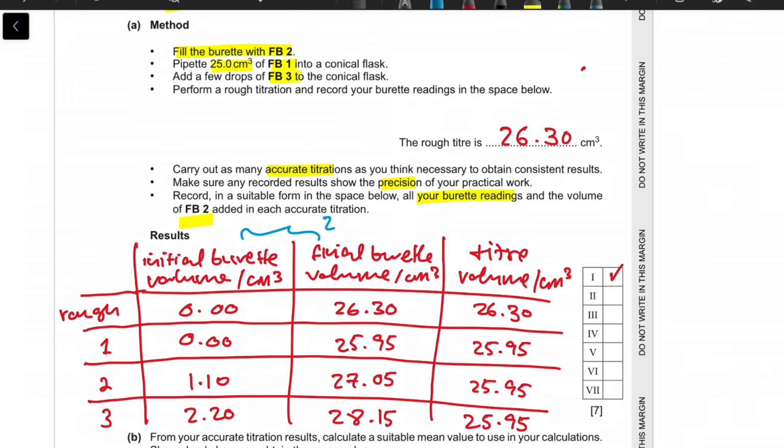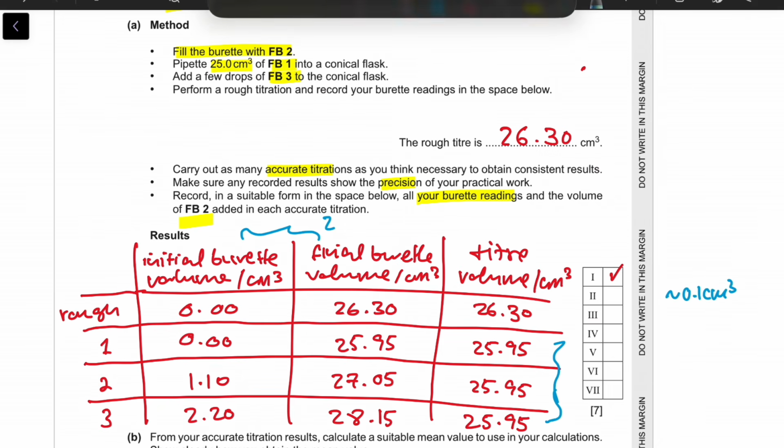The second condition is you have to have 2 or more accurate titrations, and we have 3. What are accurate titrations? They are titrations that are within 0.1 centimeters cubed of each other. That's for our first mark.